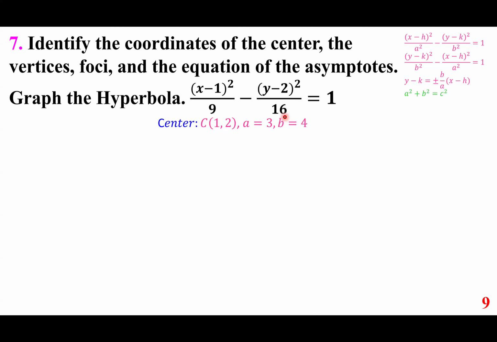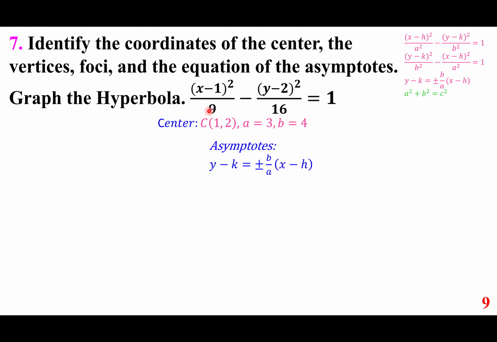Asymptotes. Now, the way you write the asymptotes, remember y is plus minus b over a times x. Now y is replaced with y minus k, and x is replaced with x minus h. So y minus k equals plus minus b over a times x minus h. So y minus 2 equals plus minus 4/3 times x minus 1.